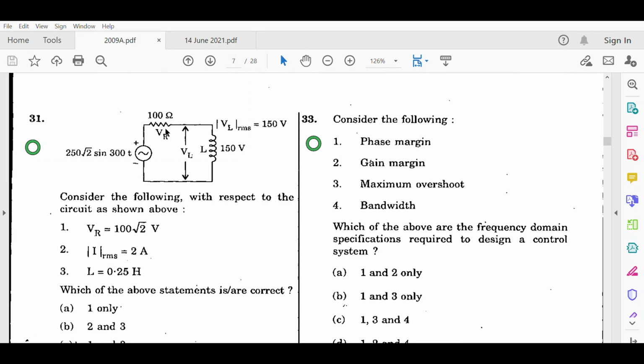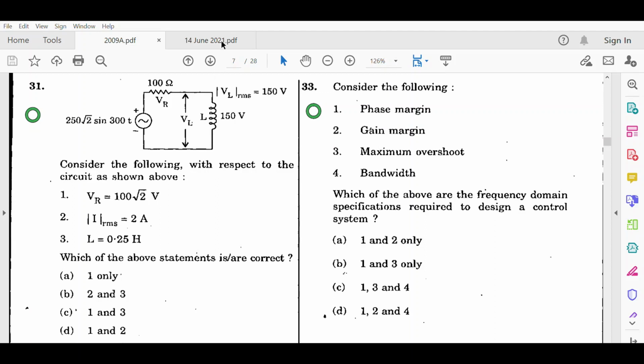Let us now move on to the 31st question. In the 31st question, they have given us a circuit, a series RL circuit, and consider the following with respect to the circuit as shown above. VR is equal to 100 root 2 volts, I RMS equal to 2 amperes, inductance L is equal to 0.25 Henry. Which of the above statements are correct?